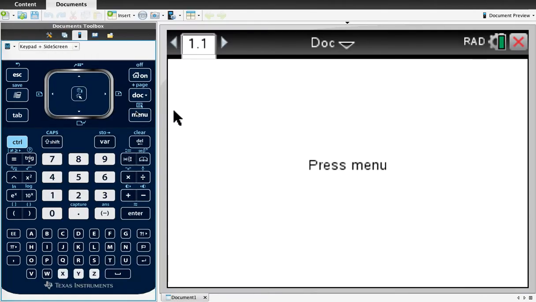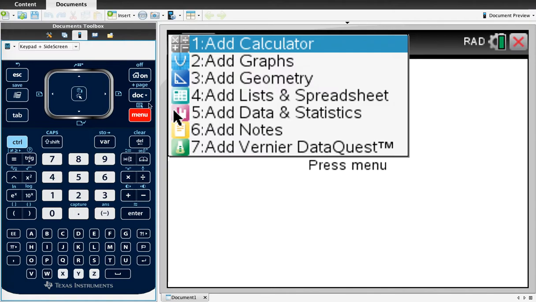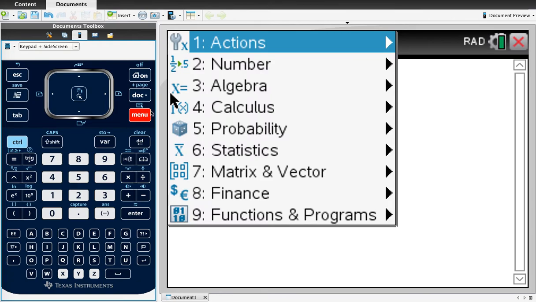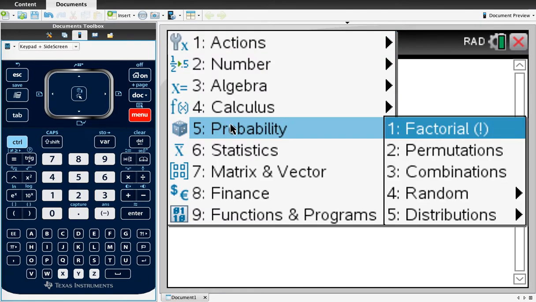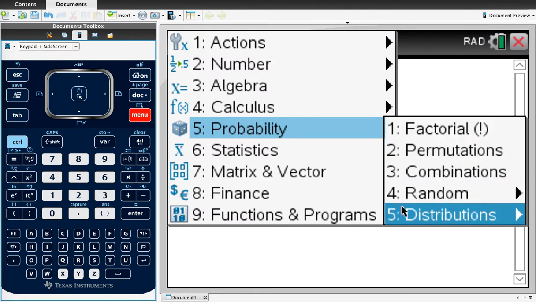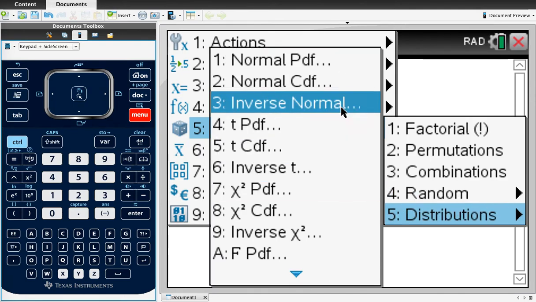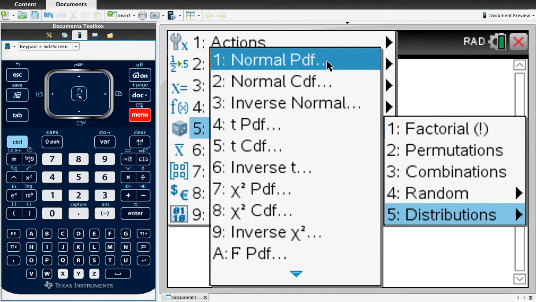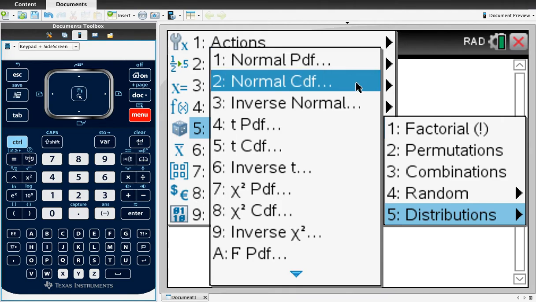We're going to go on to menu and we're going to open a new calculator page. And in that calculator page, we're going to go on to probability, and we need to be working with a distribution. And the ones that we want, the normal distribution, come up right at the top. For the standard level course, we will never be using normal PDF. So forget about that first one.